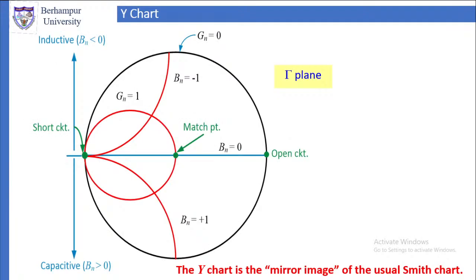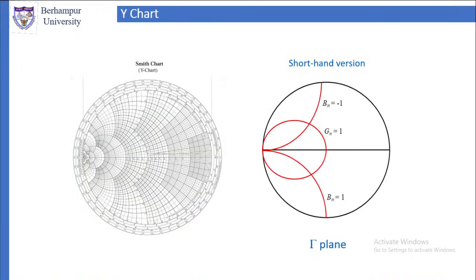So you can see this. We have just rotated the Smith chart. This gives us the Y chart. So you can have a Y chart or you can have a Z chart. They are mirror images of each other. The Y chart is the mirror image of the Smith chart, and the Smith chart is the mirror image of the Y chart. Otherwise there is no difference, and we have discussed what will happen in these cases.